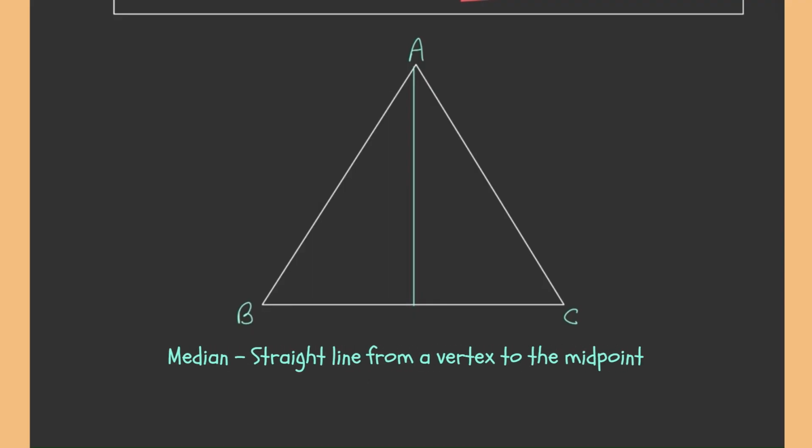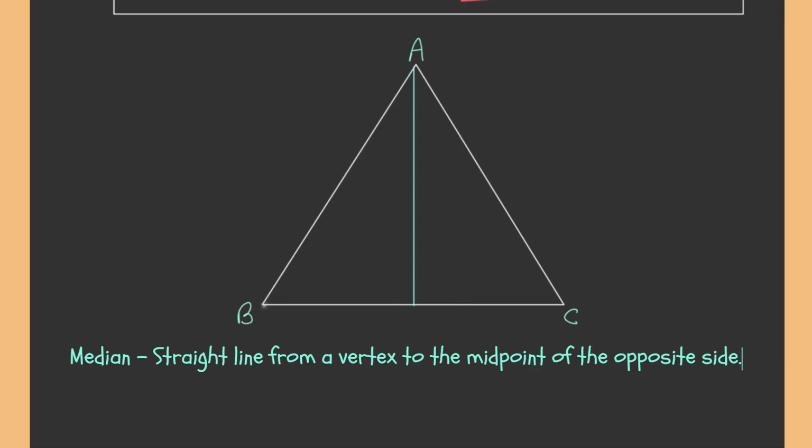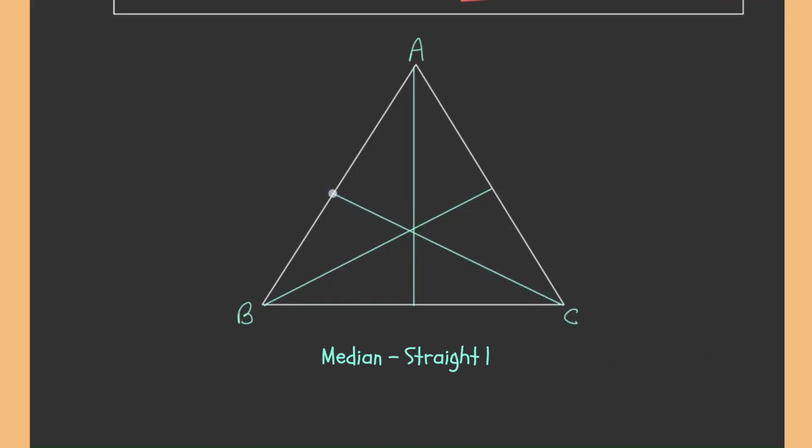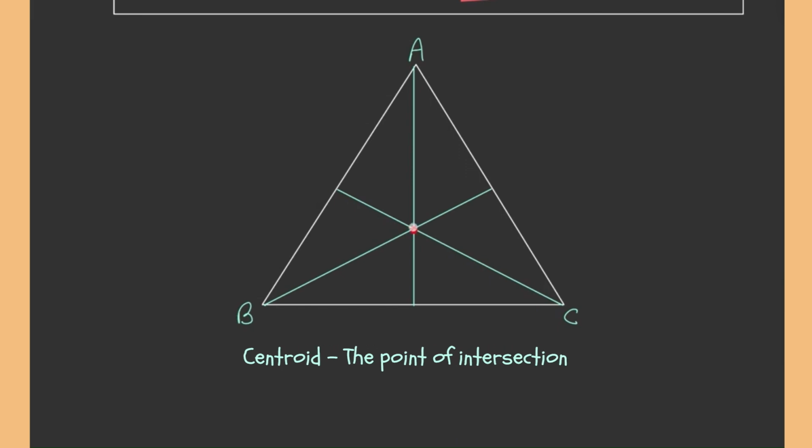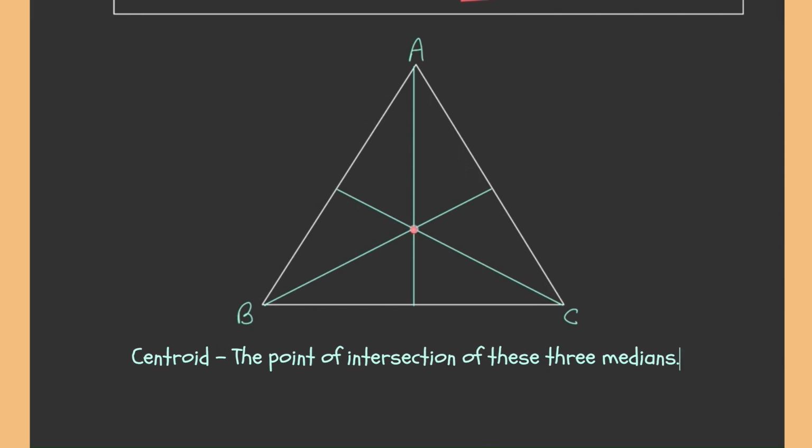A triangle has 3 medians. The second median, we're going to take it from the vertex B to the midpoint of the opposite side AC. The third median will go from the vertex C to the midpoint of the opposite side AB. Wherever these 3 medians intersect, we call that point the centroid of the triangle. So for this case, this is O. O is the centroid.